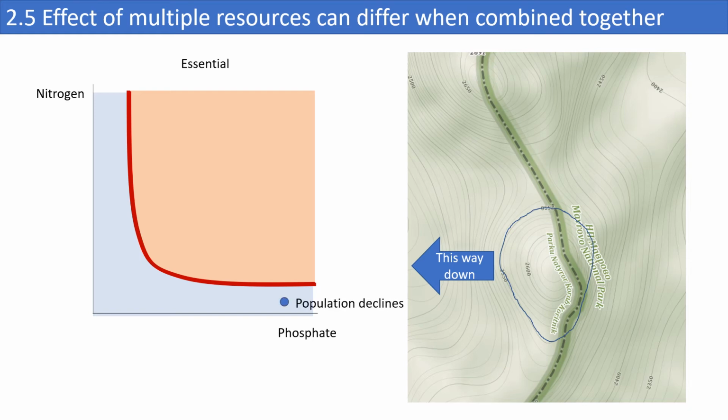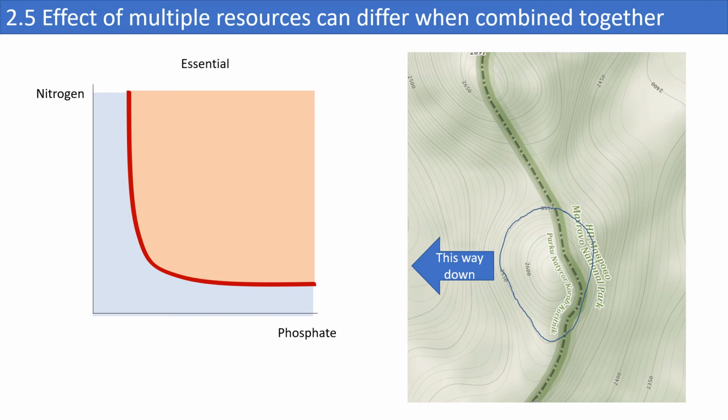For instance, on the high X end of the plot, the population has plenty of phosphate, but not enough nitrogen. And because the resources are both essential, non-substitutable, it cannot grow. On the high Y end, the population has plenty of nitrogen, but not enough phosphate. So again, the population declines. Close to the plot origin, the population lacks both nitrogen and phosphate, and therefore cannot grow either.